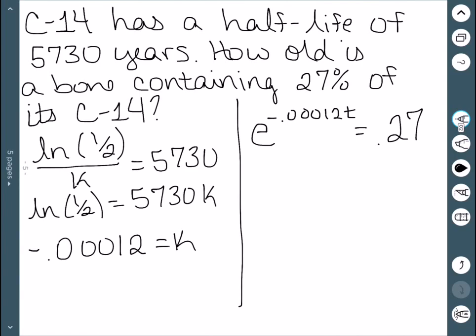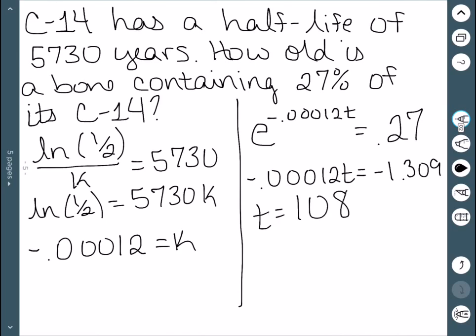Our first step would be to take the natural log of both sides. And when we do, we get approximately negative 1.309. We can then divide both sides to get a time of approximately 10824. So this bone is approximately 10,824 years old.